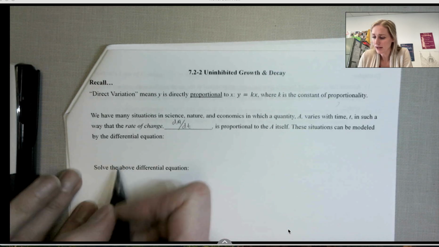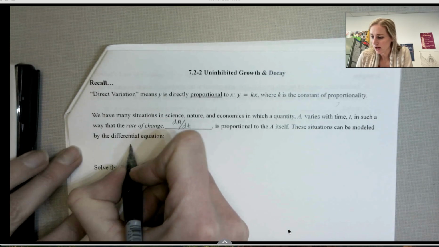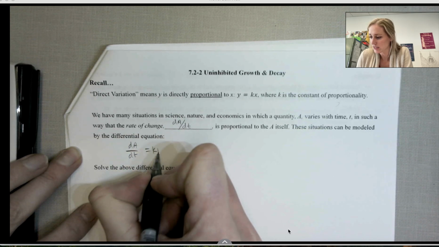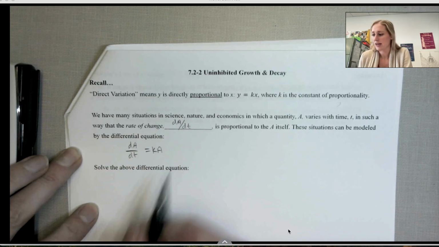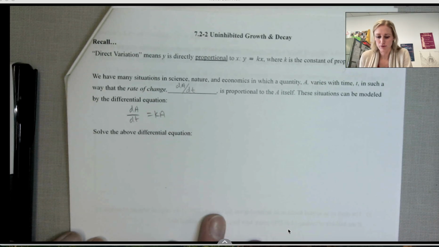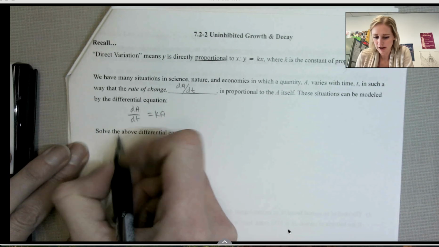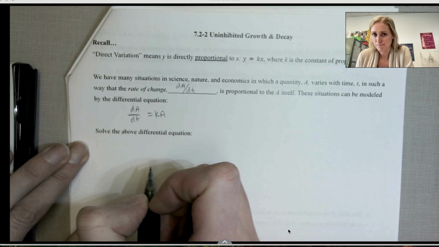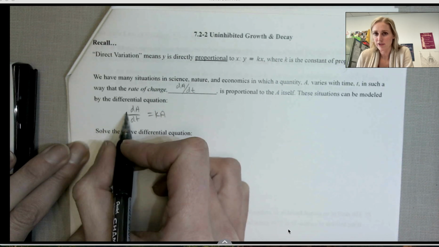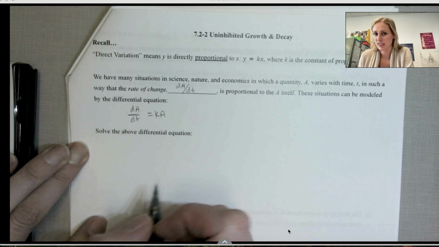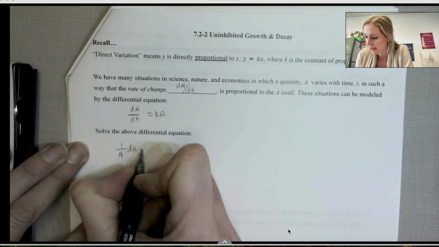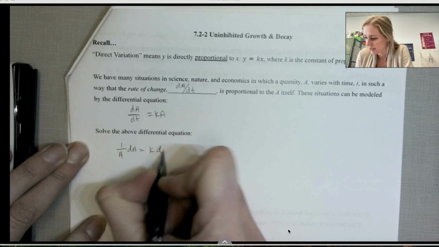So let's go ahead and write, so if it is directly proportional like it says, this is the differential equation that kind of models this situation. So we're going to solve it for our general solution here, you guys. So we have this differential equation. I'm going to move my A's to be with dA, and I'll move my dt to the other side. So I'm going to get 1 over A dA equals k dt.